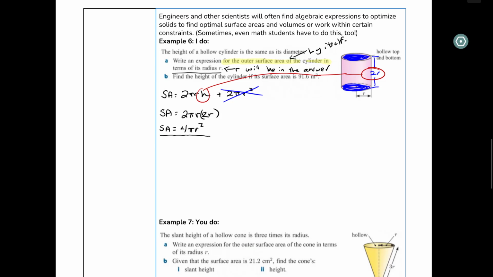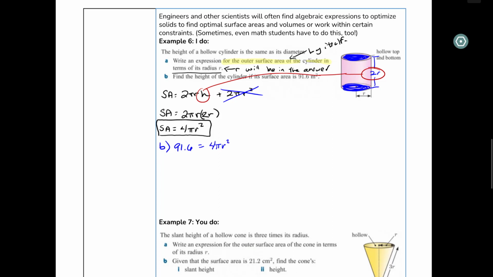Surface area is isolated in terms of r. R is the only variable in that expression. So that's exactly what we wanted to find. Now, with part B, we want to find the height of the cylinder if its surface area is 91.6 meters squared. Well, we know that the height of the cylinder is really just 2 times its radius. And we have an expression for the surface area in 4 pi r squared. And we know that that surface area is 91.6 meters squared. So we set that equal to the expression 4 pi r squared.